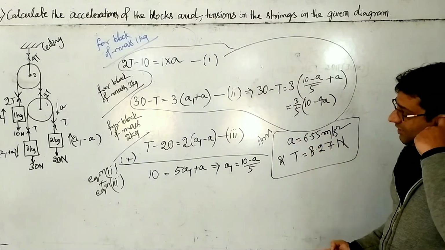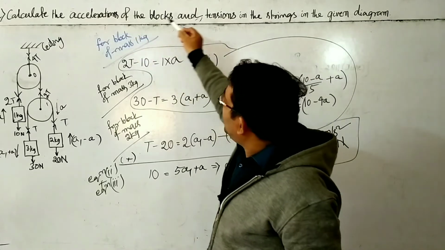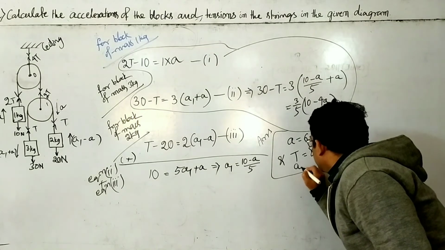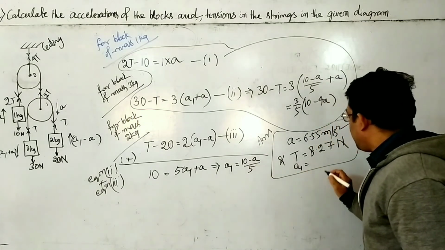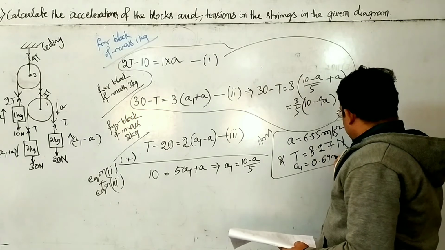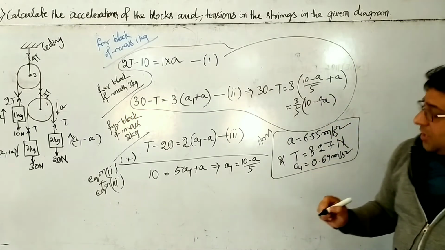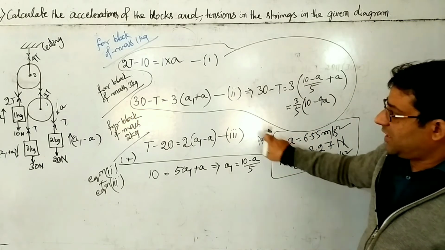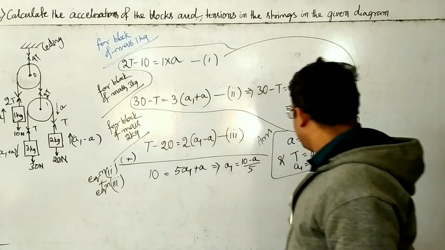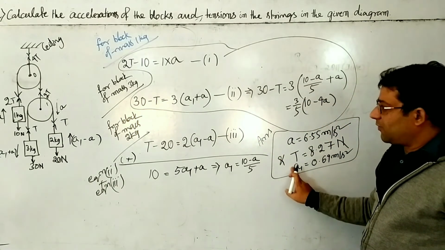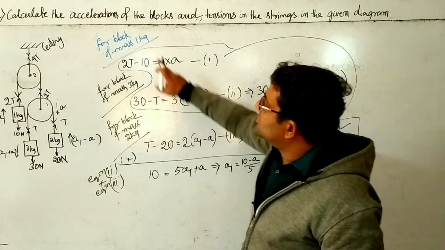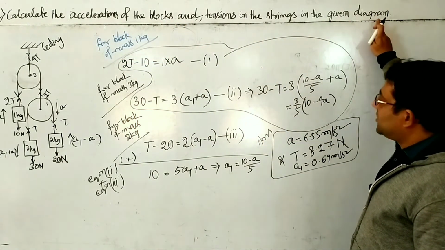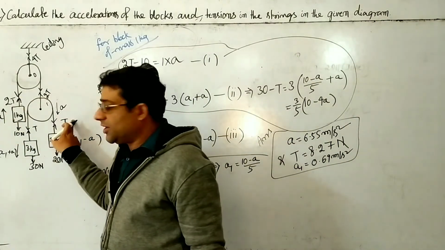After getting A and T, now see what is the question. Calculate the accelerations of the blocks and the tensions in the strings in the given diagram. A1 also has to be calculated, right? A1 is equal to 10 minus A by 5. So that means 0.69 meter per second square. So after solving all these 3, we are getting these 3. After getting acceleration A of the pulley or of the 1 kg block, tension T and A1, we can solve whatever is asked in the question. Now see, T we got.